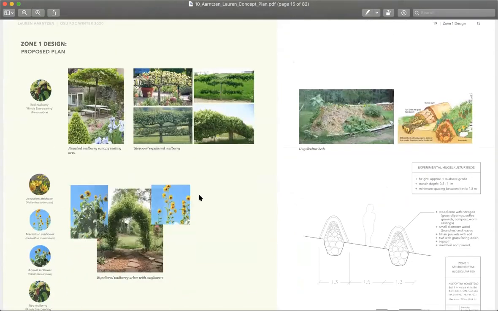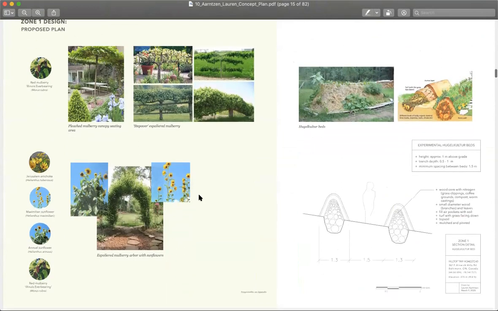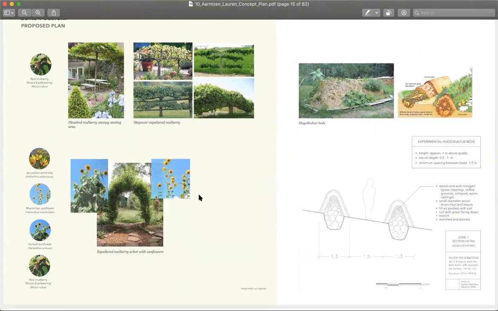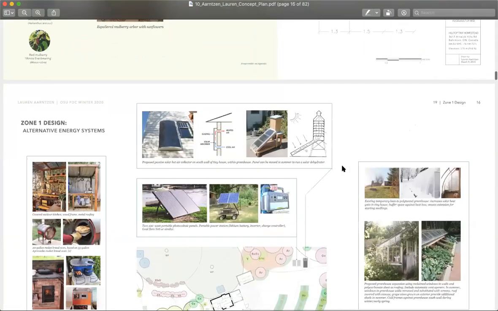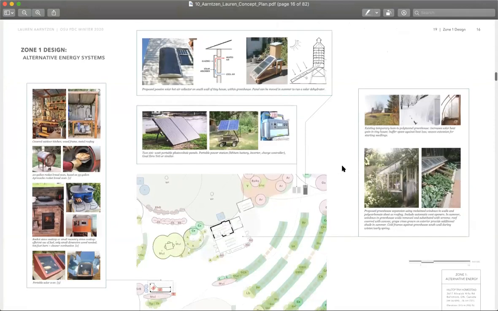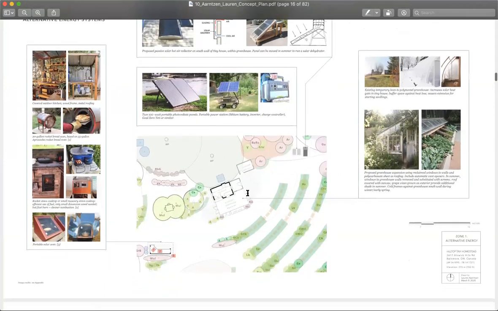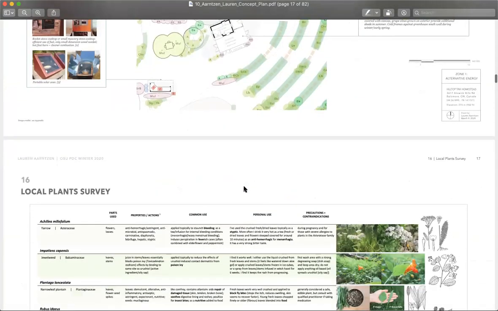A little bit more, just showing some of the Illinois red mulberry, Illinois everbearing, showing some espalier mulberries, which is a neat idea, showing the hugelkultur beds that she wants to put in, and then alternative energy systems, where they might go and why she might be using them. She lives in a tiny house, and her big idea is to actually make an outdoor living area. That was the bigger idea there.